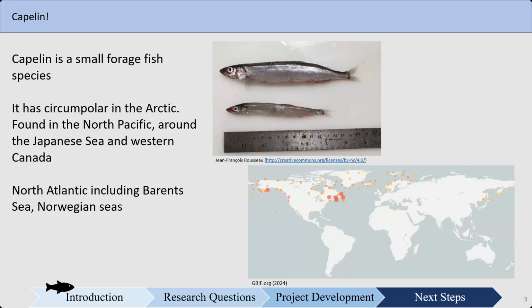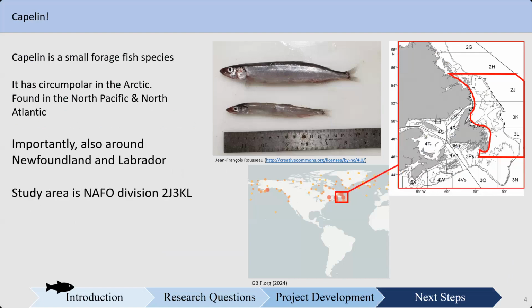So to start off, I'm sure we're all pretty aware of what capelin is, especially with the capelin stock assessment just happening last week. But to get it fresh in everyone's mind, capelin is a small forage fish species that has circumpolar distribution around the Arctic. So it's found in the North Pacific, in areas like the Japanese Sea and Western Canada and Alaska. And it's also found in the North Atlantic, including the Barents Sea and Norwegian seas. And also, importantly, it's found around Newfoundland and Labrador.